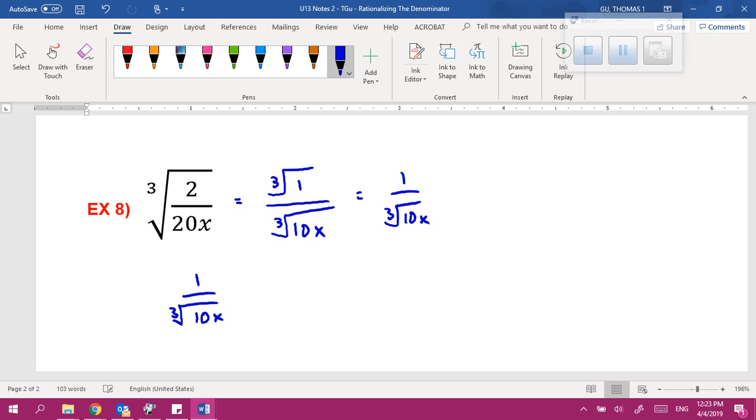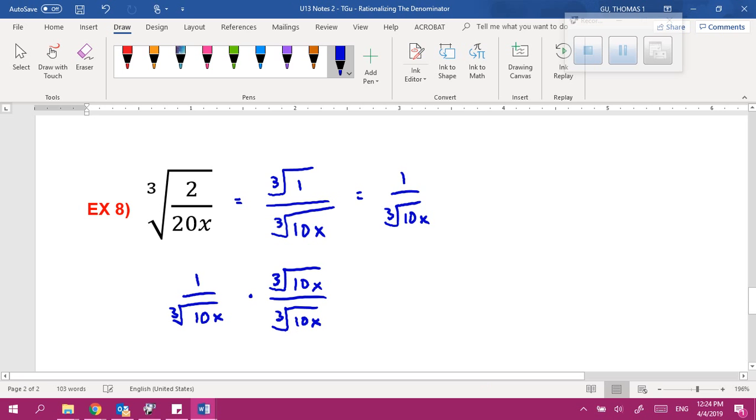Okay, so I want to get rid of the radical on the bottom. So it's cube root of 10x. So what do you think I would do to get rid of that cube root radical? Multiply by what? Square root? Cube. Yeah, make sure you're paying attention to what your index actually is. So I multiply by the cube root of 10x, is that what you're saying?